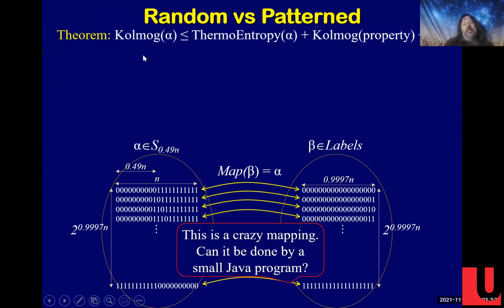Because remember, we want to say that each of these strings has a small Kolmogorov complexity, meaning they have a short Java program.